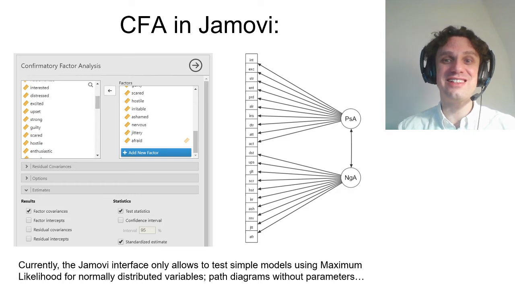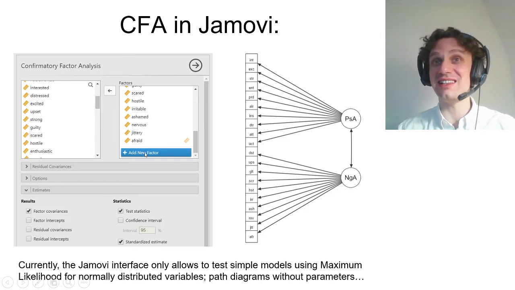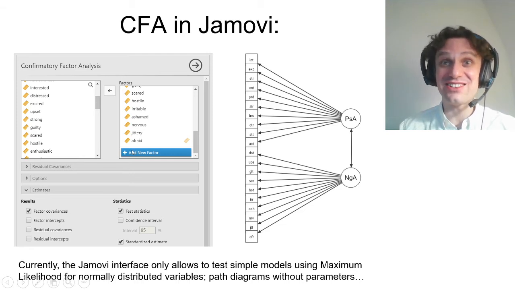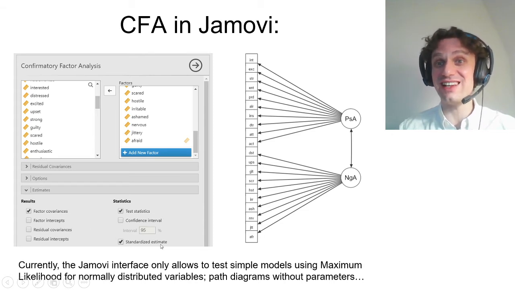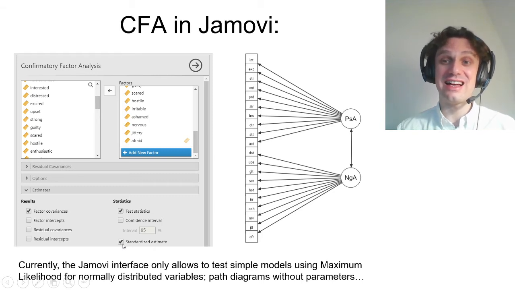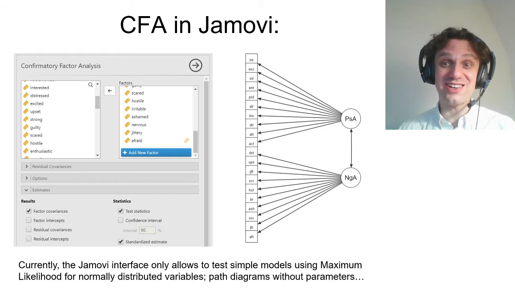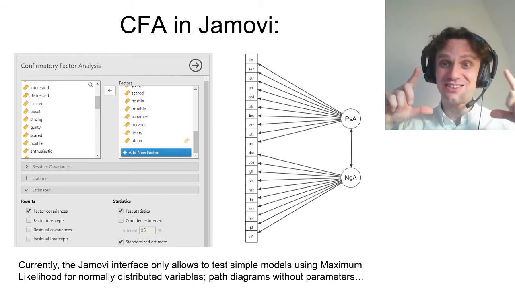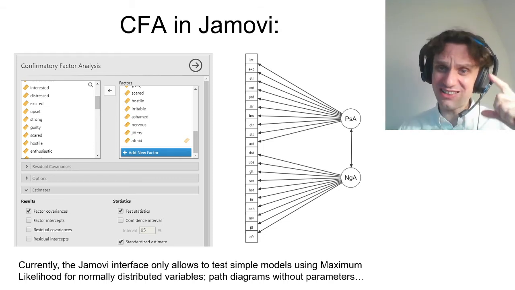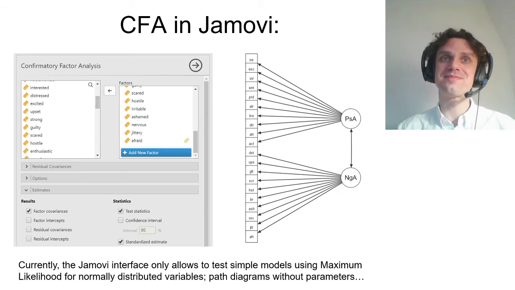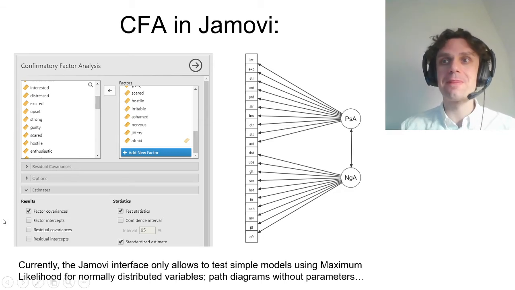So what you do here is basically you click on add new factor, you give it a name, and you drag and drop variables that you expect to be indicators of that factor. And you don't really need to set anything. Well, the only thing you need to set is ask for standardized estimates, because in confirmatory factor analysis, since it's based on covariances, it's just like in regression. You have unstandardized and standardized parameters. And it is normally standardized parameters that you're interested in because they are easy to interpret.